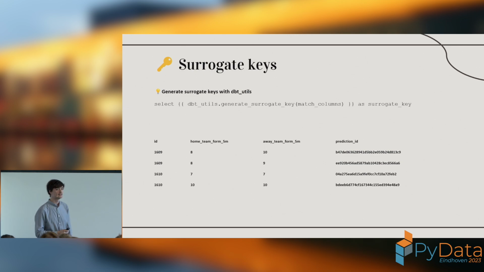Another design pattern is the one with surrogate keys, which is very easy to do with the macro that dbt provides to you. So there's this dbt utils generate surrogate key. That again, look at the team form, it changes. You can, for example, do a hash on all of your columns with this function, and that way you can keep track of all the predictions you ever made, and can also avoid making the same prediction twice the next day, which is especially handy if you have expensive models running.